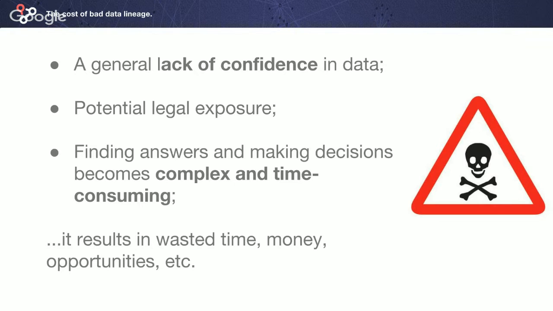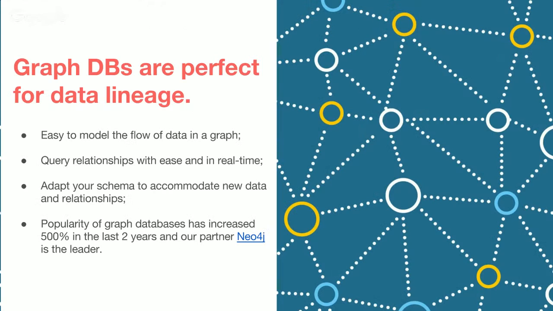The good news is that there are new technologies out there, like Linkurious, that help organizations master data lineage and be more data-driven. So let's talk a little bit about that. First of all, graph databases are perfect for data lineage. A graph database is a database that stores data as a graph of nodes and edges. It's very easy to model the flow of data in a graph. It's very easy to query relationships, and to do that in real time with a graph database.